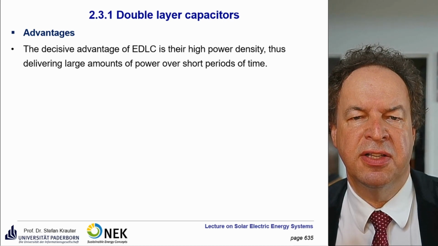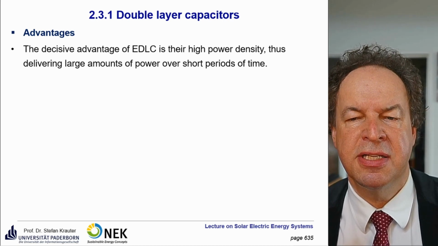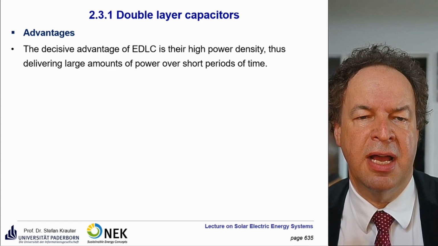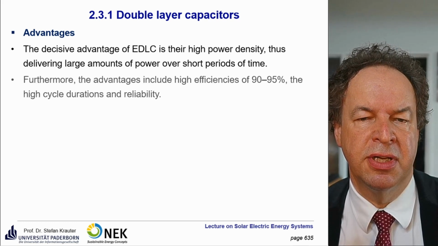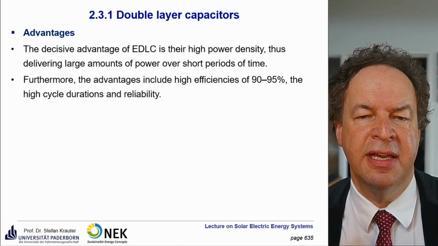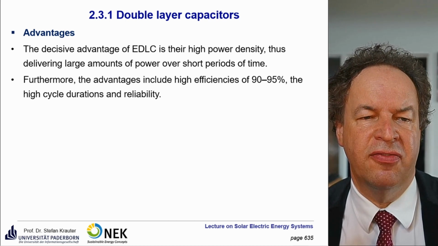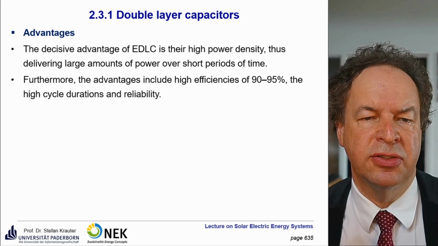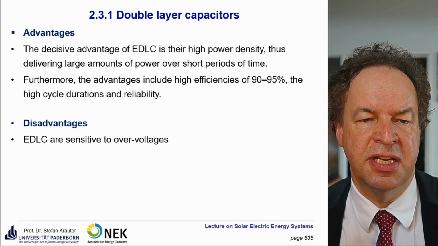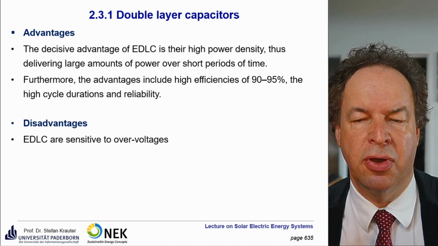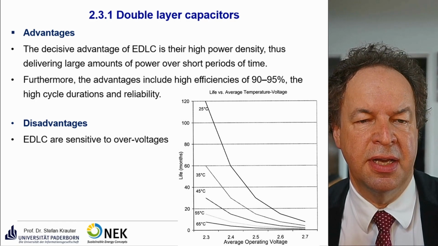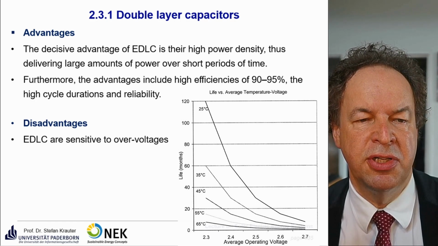The decisive advantage is their high power density, not energy density, power density, and thus delivering high amounts of power over a short period of time. Furthermore, the advantages include the high efficiencies, 90 to 95%, high cycle durations and reliability. The disadvantage is that they are very sensitive to overvoltages. You saw this graph here, so if you just increase voltage a little bit more, then lifetime is drastically reduced.